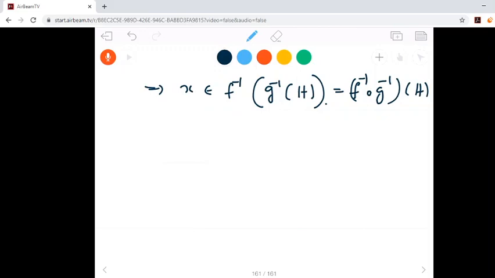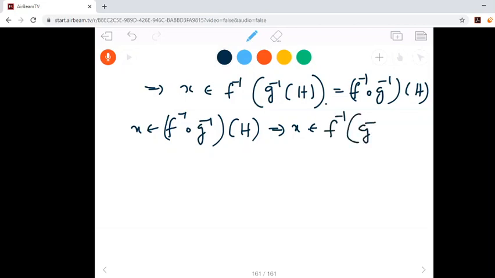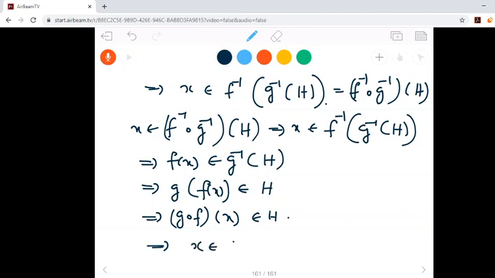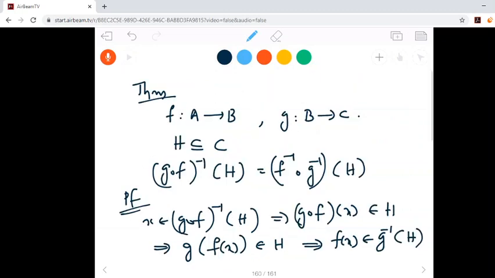Conversely, if I take x from f inverse composite g inverse of H, I have x is in f inverse of g inverse of H. And this means f of x is in g inverse of H. This means g of f of x is in H. That means g composite f of x is in H, and this implies x is in (g composite f) inverse of H.